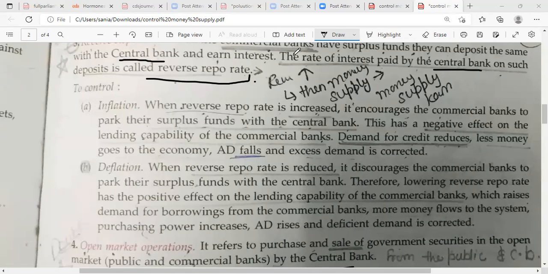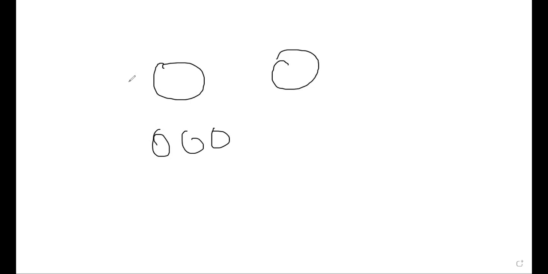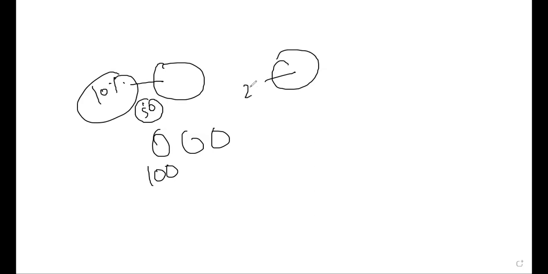So now basically what happens? See, for example, this is a central bank, and this is a commercial bank. Earlier it was giving 10% interest rate, so I had 100 rupees, and I kept only 50 rupees. But now he is giving 20% interest rate. So what will I do? I will deposit all the 100 rupees. Why? Because I am getting 20% interest rate, right? Clear?